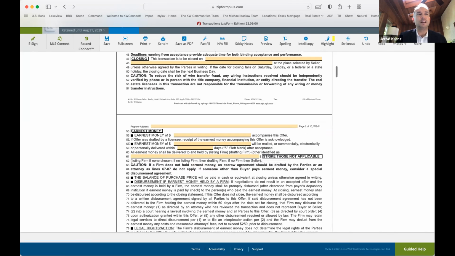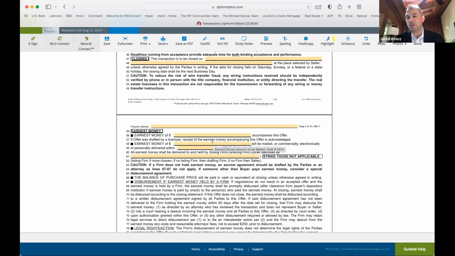Earnest money. All right, line 56, earnest money. This is if earnest money is coming with the offer. We actually see line 56 very rarely filled out. Hardly ever. Because a lot of times people will deliver the earnest money within 3 days of acceptance. So in lines 58 through 63, well, 62, here you would put earnest money.